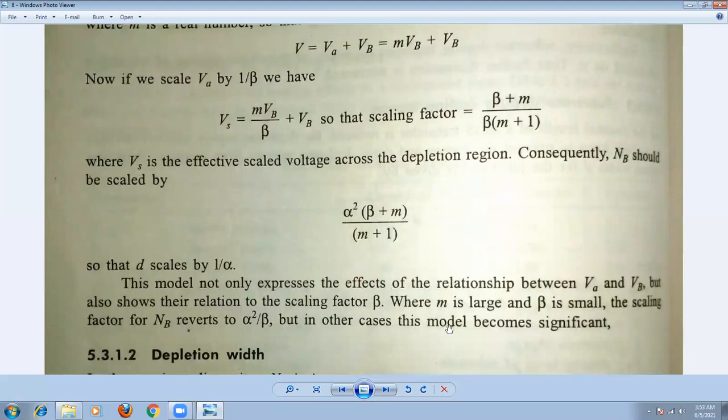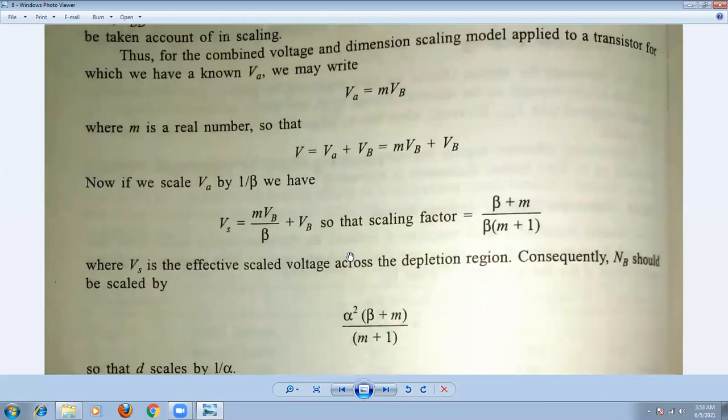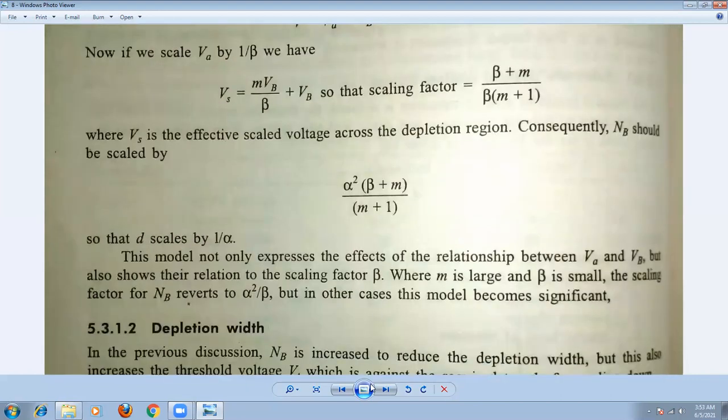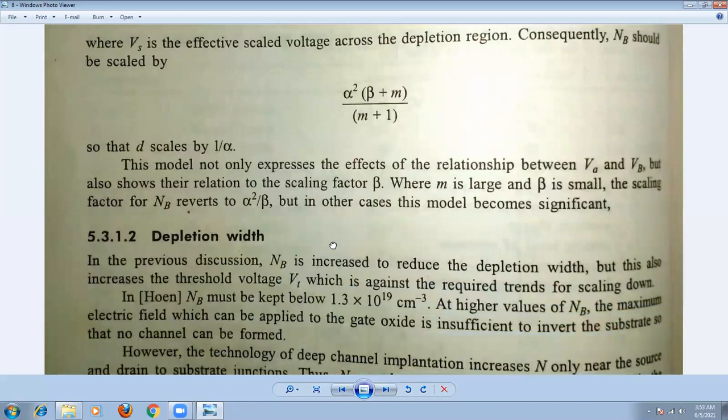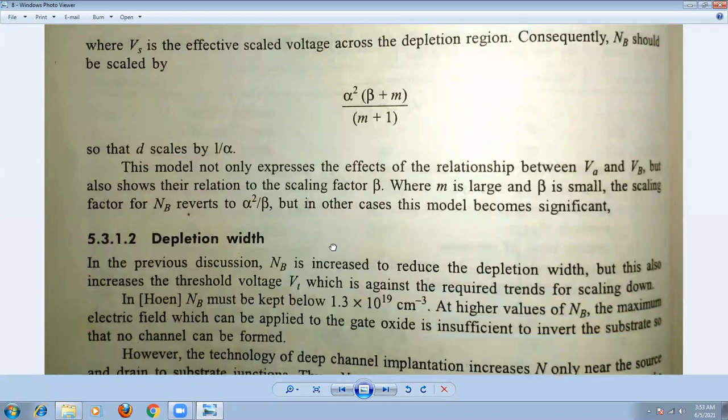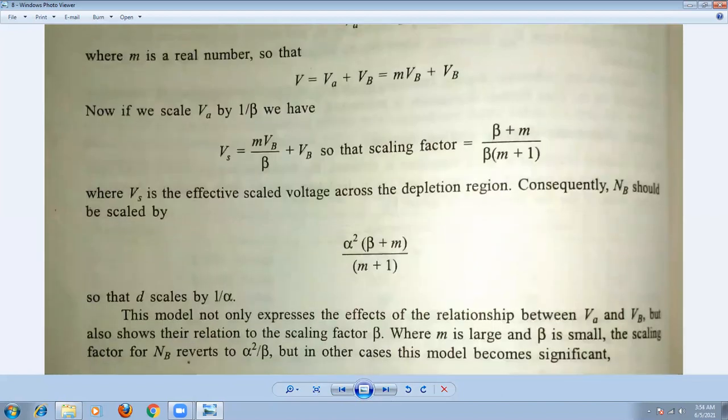So this is the effect of the scaling factor on the substrate doping level. Remember all these values in this case. In the next class, we will go for the effect of the scaling factor on the depletion width. Already we discussed depletion width, and as the doping increases, we reduce the depletion width here. Depending upon that, we can consider it.